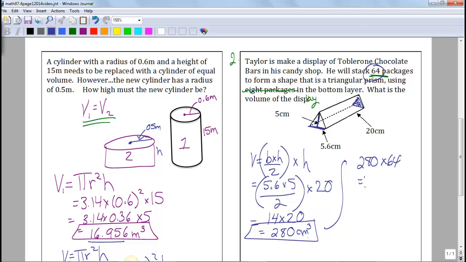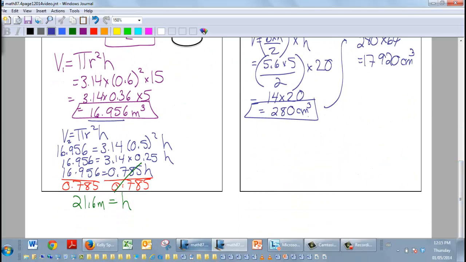Ends up being a volume of 17,920 centimeters cubed. All right. So why don't you turn to the next page?